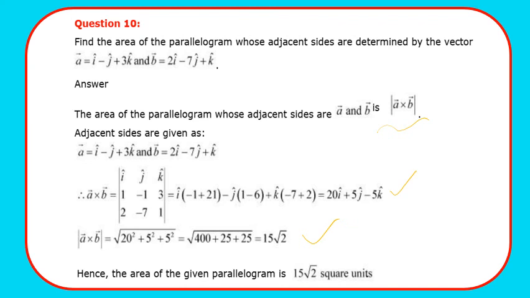Hence the area of the parallelogram will be 15 root 2, because the area of a parallelogram is what? Magnitude of A cross B. So the area of the parallelogram is 15 root 2 square units. Clear? So pause and note down the solution. With this we end the exercise.